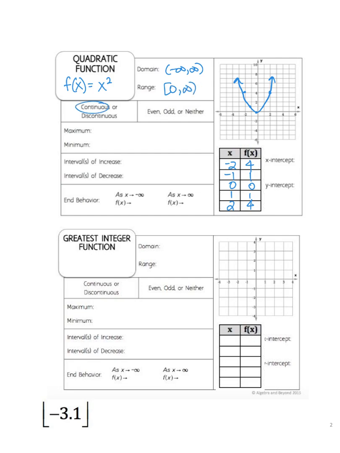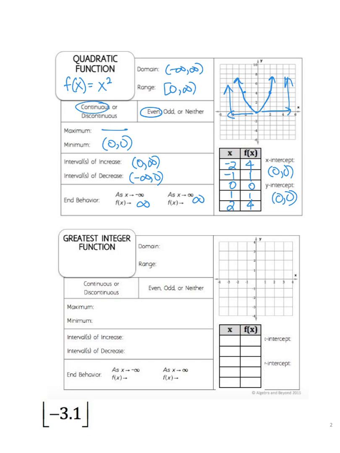Again, it's continuous, and it is also an even function. No max, the min is 0, 0, which again happens to be the x and y intercept. Actually everything's the same as absolute value. So it's increasing from 0 to infinity, decreasing -infinity to 0. And as I go to the left, as x approaches -infinity, my y approaches positive infinity. Same thing as x approaches positive infinity, my y's approach positive infinity.